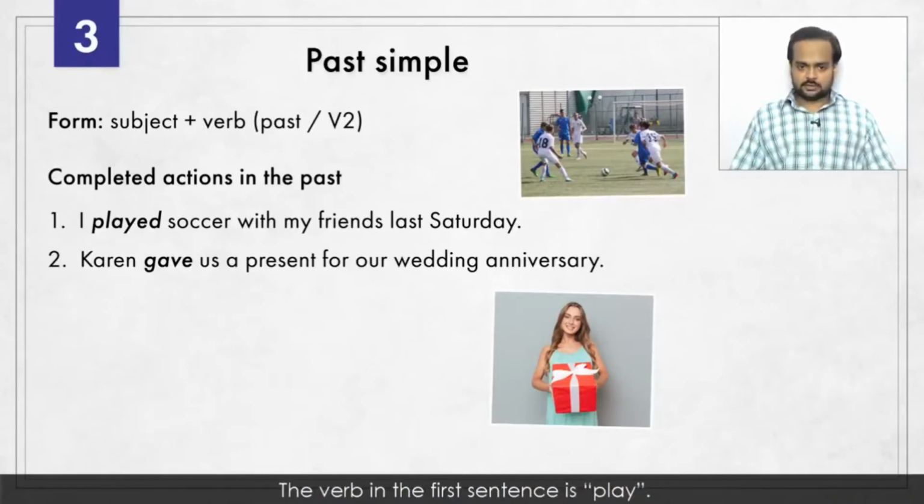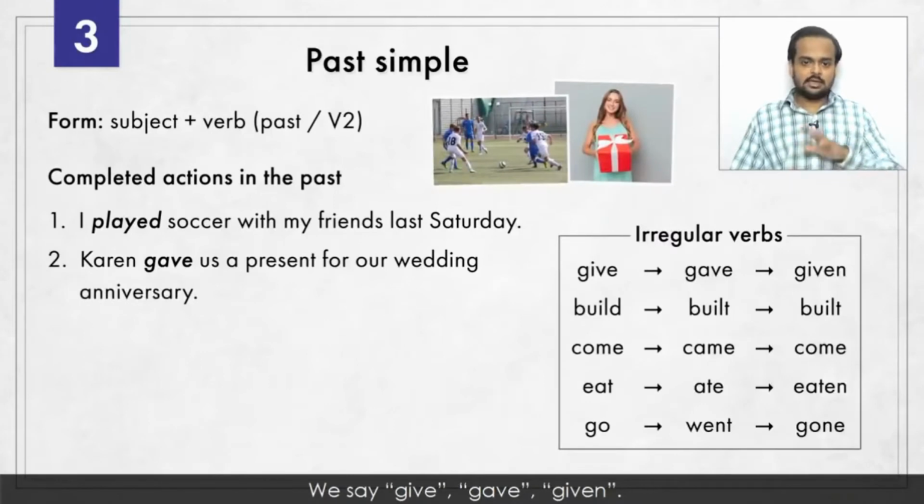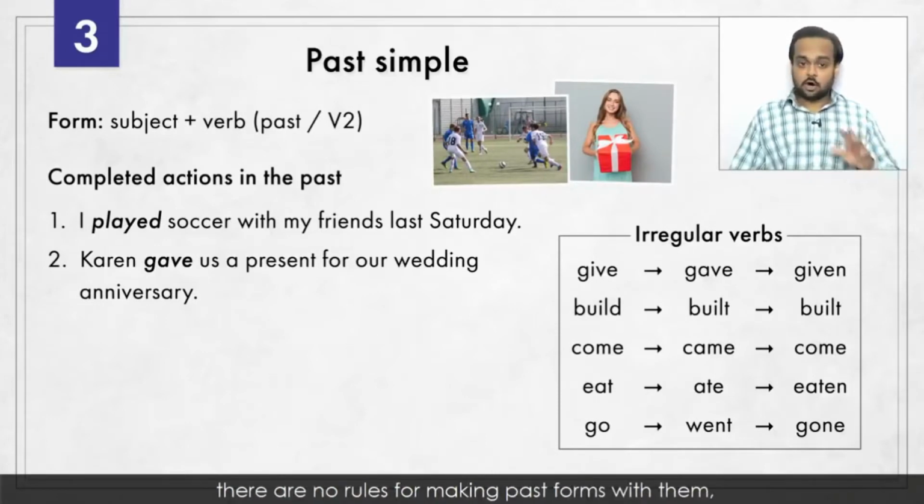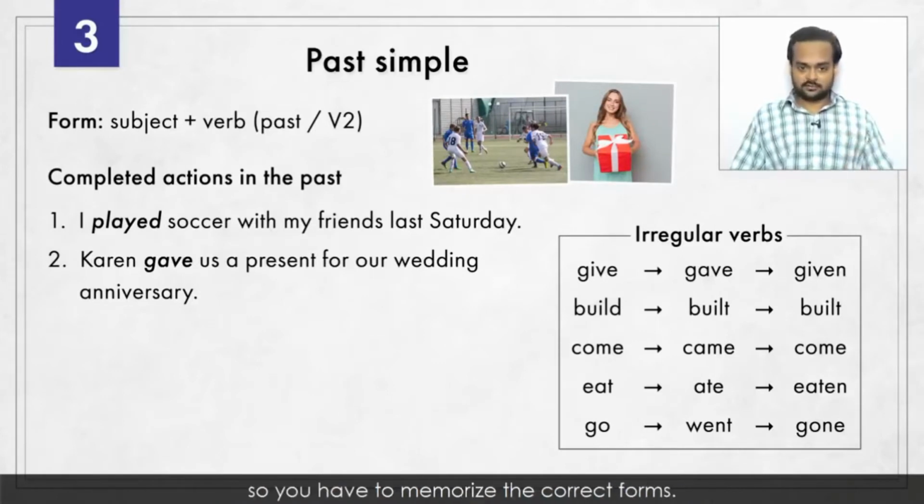The verb in the first sentence is play. We make the past form by adding ed to it. We do this for most verbs, but some verbs have special past forms. You see that in sentence number 2, gave. This is the past tense of the verb give. We say give, gave, given. Given is the past participle or the V3 form. These types of verbs are called irregular verbs. There are no rules for making past forms with them, so you have to memorize the correct forms.